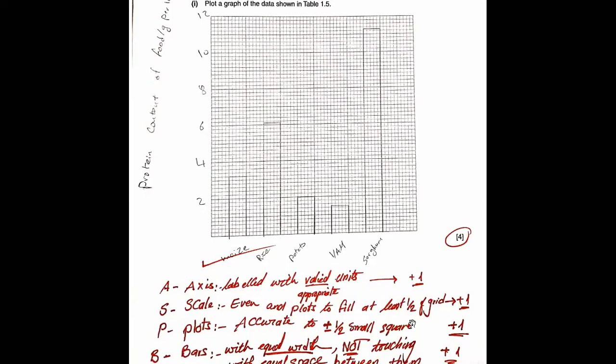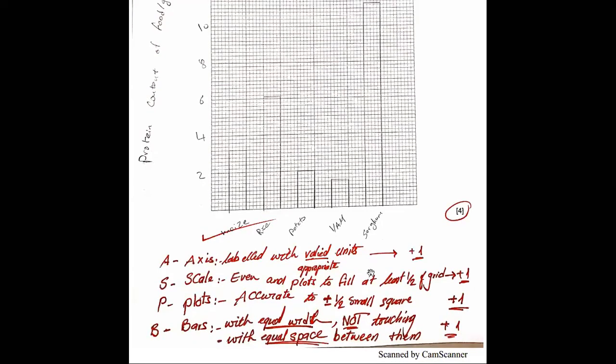Regarding the bars, they have to take some points into consideration. Number one, equal width, and the space between the bars has to be exactly the same, not touching. Never draw them touching, because if they touch, it's a histogram, not a bar chart anymore. So the same width, same gap, and not touching. Those are all the criteria of the bar chart.